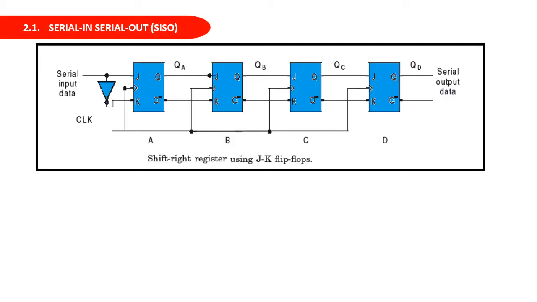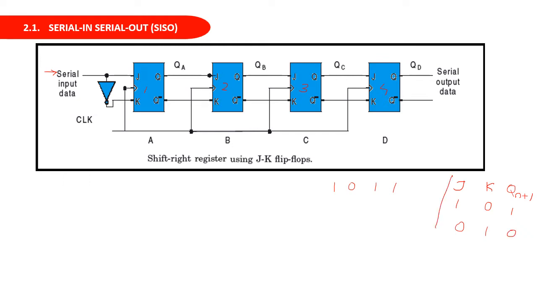In the slide, a serial in, serial out shift register using JK flip-flops is shown. The data is fed to the J terminal of the first flip-flop. Then the data is taken out from the Q terminal of the fourth flip-flop. Suppose the data to be transferred is 1 0 1 1. We know that for a JK flip-flop, if J is 1 and K is 0, the next stage output will be 1. Then if J is 0 and K is 1, the next stage output will be 0.